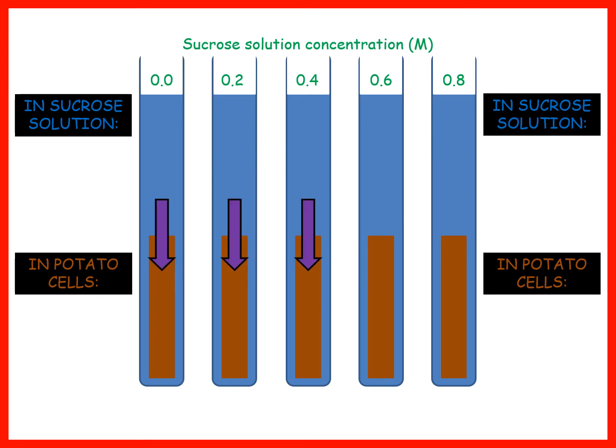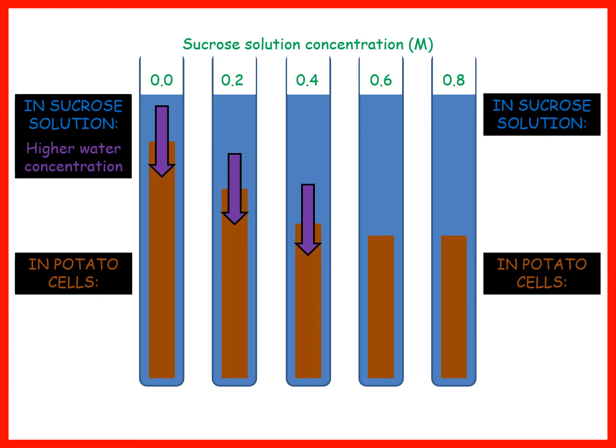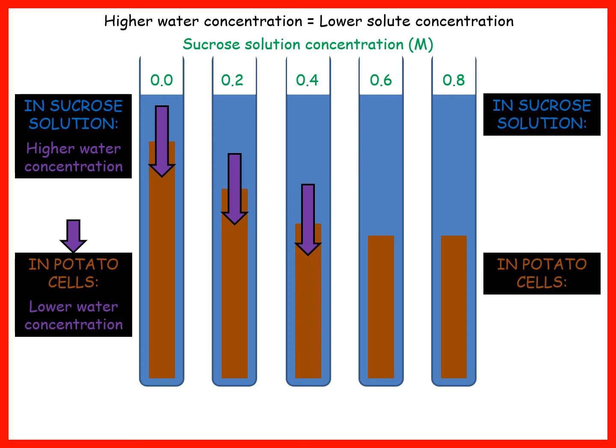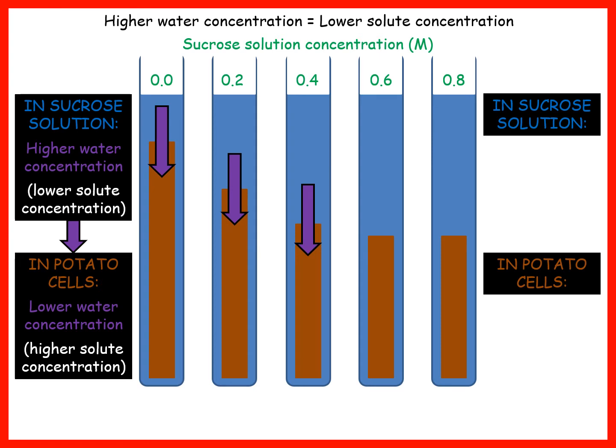In some of these potato chips, water moves in towards the potato chip from the solution and increases their mass. Therefore, there must have been a high water concentration in the solution and a lower water concentration in the potato chips. Since a high water concentration is the same as a lower solute concentration, that means that the sucrose solution must have had a lower solute concentration and the potato cells must have had a higher solute concentration. So using the same idea, water must have moved in from a lower solute concentration in the sucrose solution to a higher solute concentration in the potato chips.